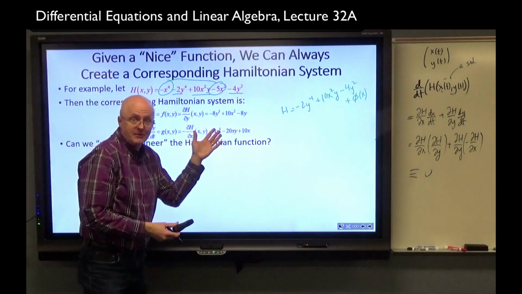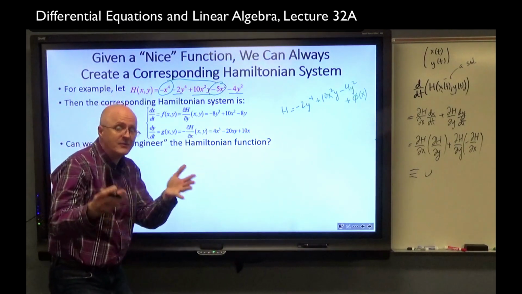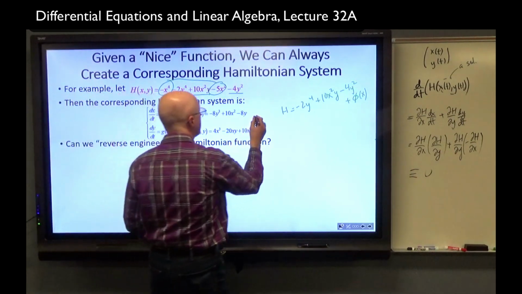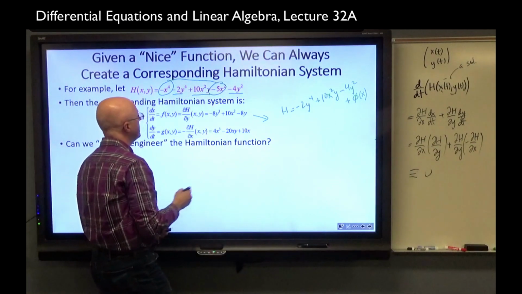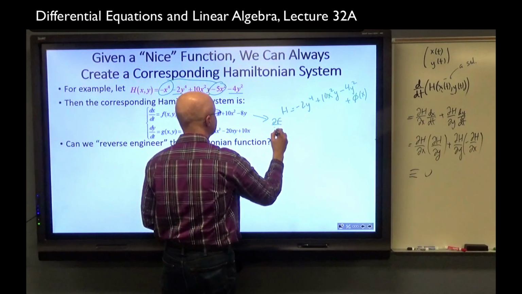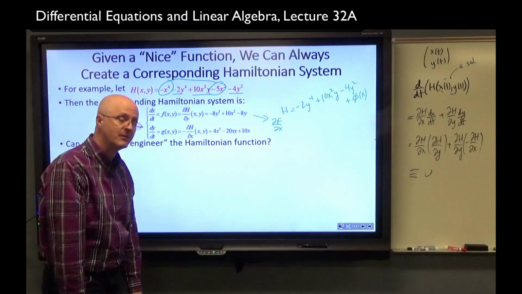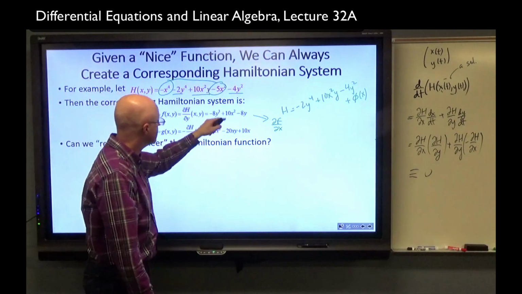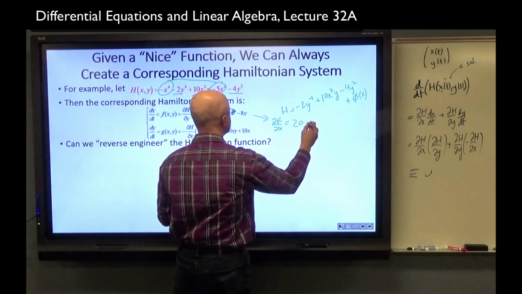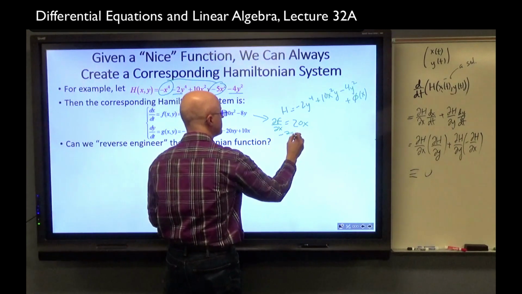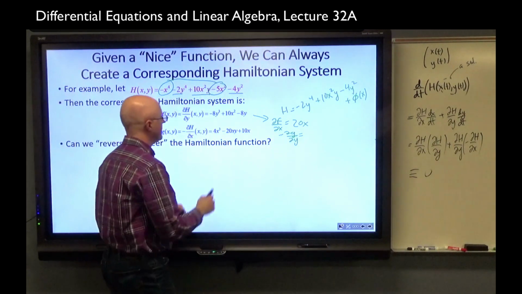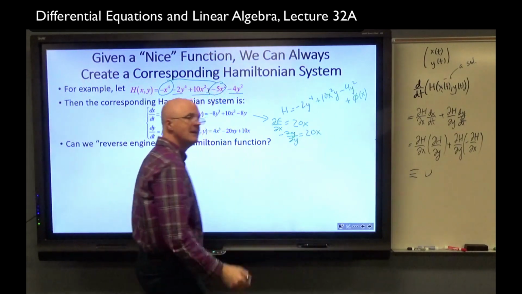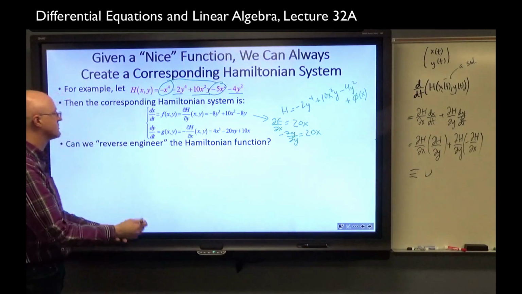If we wondered, is this Hamiltonian to start with? If we didn't know, Hamiltonian systems are very special. Most systems are not Hamiltonian. If we didn't know, we could use the condition about the partial derivatives of f and g. Does the partial of f with respect to x always equal the opposite of the partial of g with respect to y? What is the partial of f with respect to x? Ignore these things here, focus on these. You're going to get 20x. What is the opposite of the partial of g with respect to y? Differentiate this with respect to y, you get negative 20x. Put a negative sign in front of it, you get 20x. These are equal for all points in the plane, therefore this would be a Hamiltonian system.